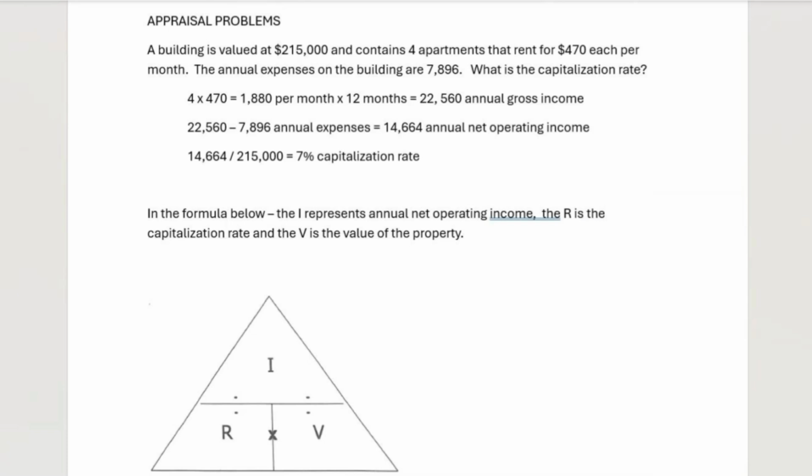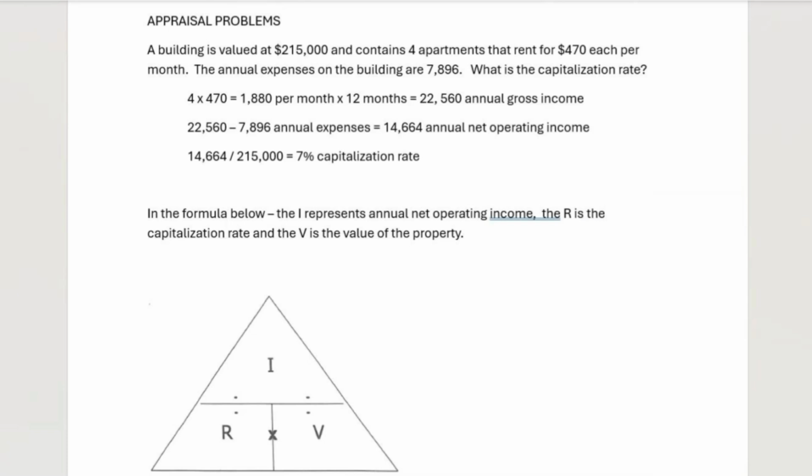In order for this formula to work, you have to have the ability to get 2 out of those 3 numbers. So in an appraisal problem, in a cap rate problem, the I is going to represent income on the property, but it's not the gross income that is brought in. It is the annual net operating income. And the way you arrive at the annual net operating income is you take your gross income and you deduct your annual expenses. The R is the cap rate or the capitalization rate. That's the rate of return that the investor wants to yield on this property. And the V is the value or what the property is worth.